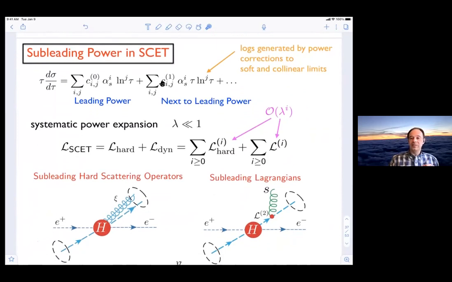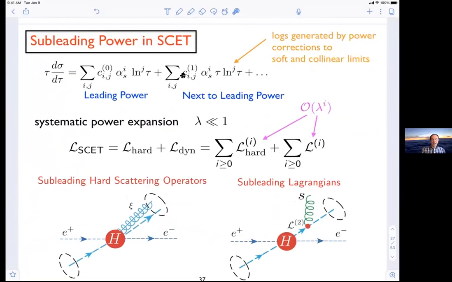So another example is subleading power SCET, going to subleading orders in the expansion. So not just including the leading logarithms, but also logs that are suppressed by a further power of the observable tau. And this just means going to higher powers in the EFT Lagrangian. So you go beyond the 0th order to higher orders. And you can have various things happen there.